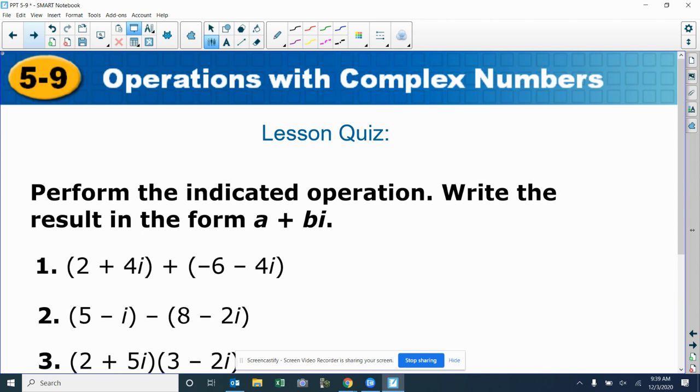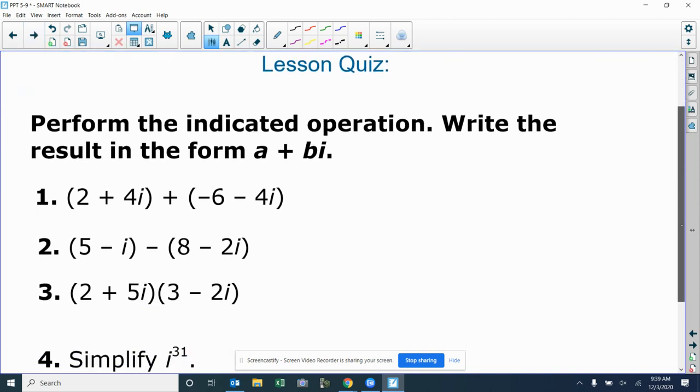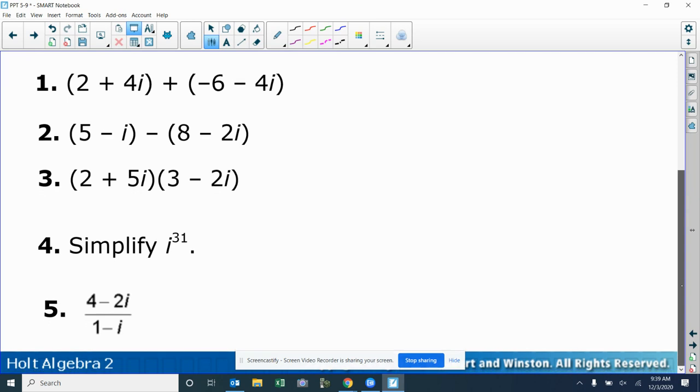Let's, just for a little review, see if we can knock these 5 problems out. We'll start with adding, number 1. Then number 2 is subtracting. Number 3 is a little FOIL in action. Number 4, i to a power. Remember, those are sets of 4. And then what we just did today.